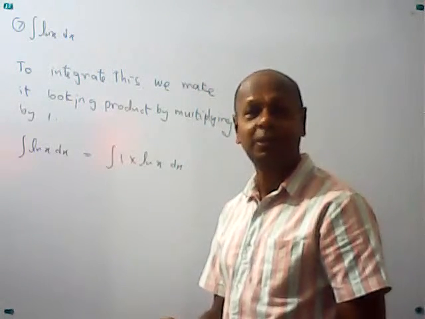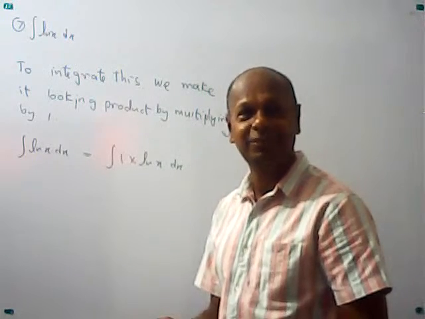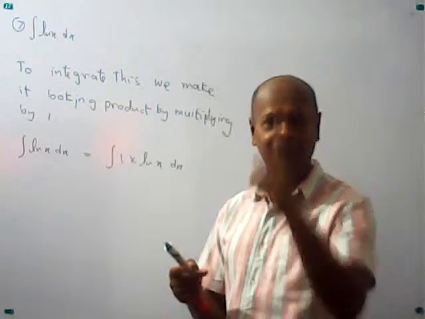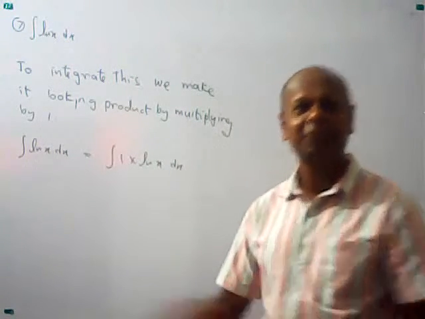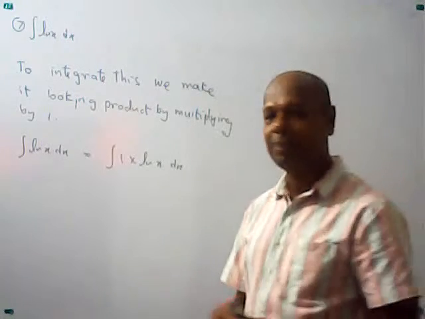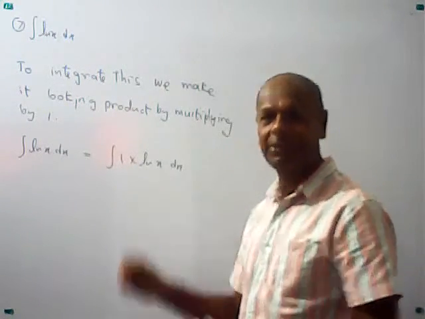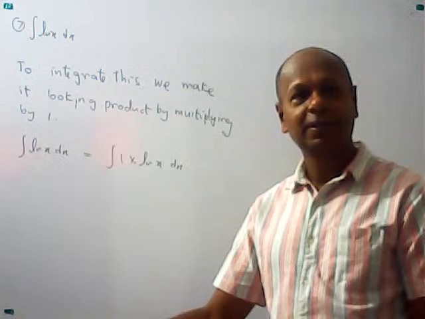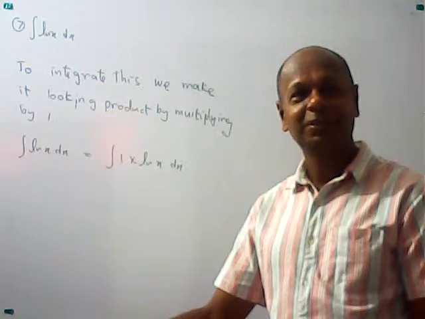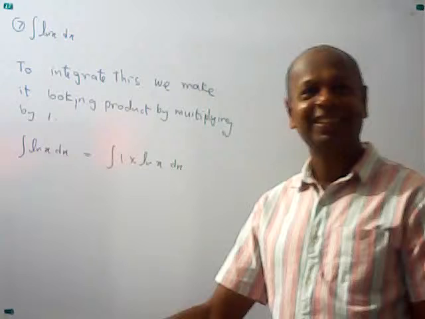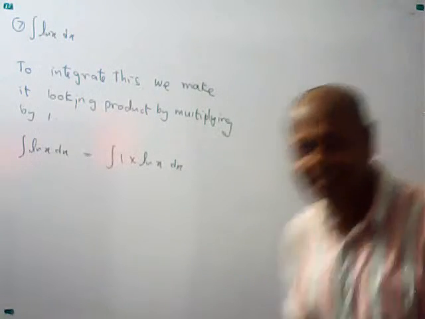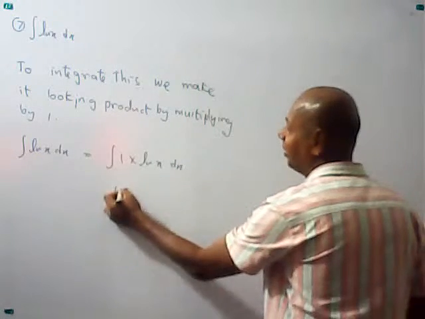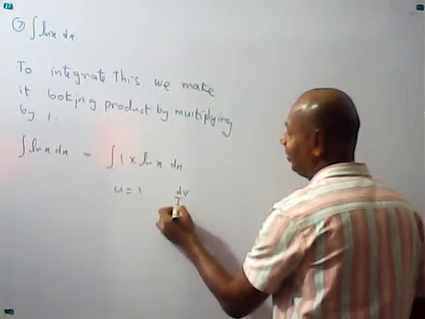Now the second step. You have to decide what is u and what is dv by dx. Now we are going to apply integration by parts because we have a product here. What is your u? What is dv by dx? U is 1, dv by dx is ln x. Situmya says u equals ln x. If we take u equals 1, dv by dx equals ln x.